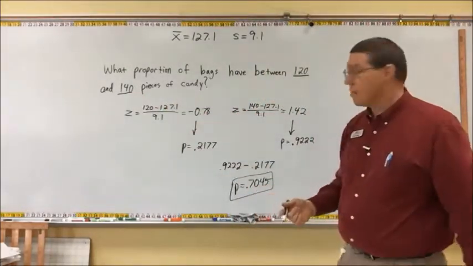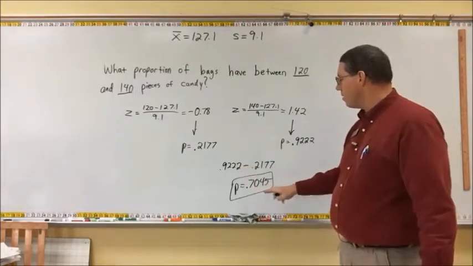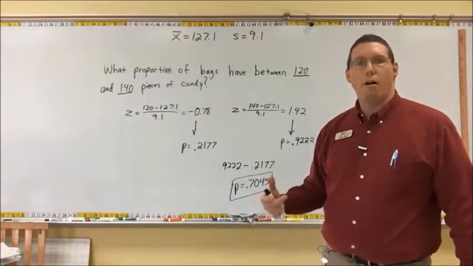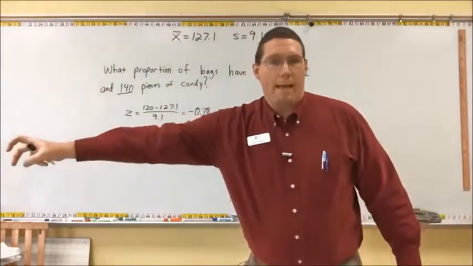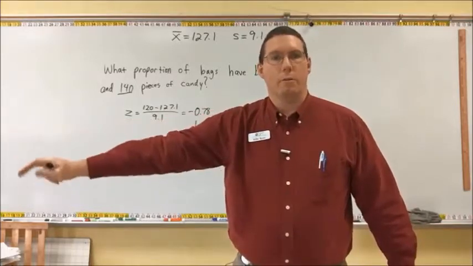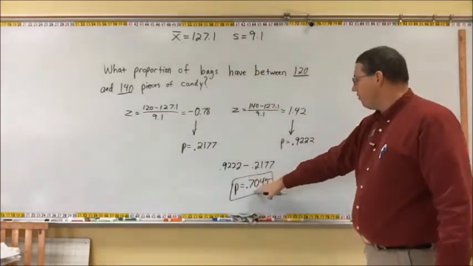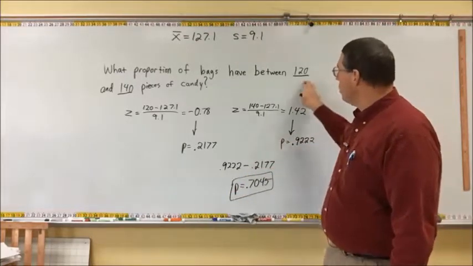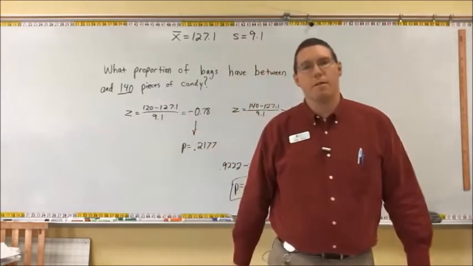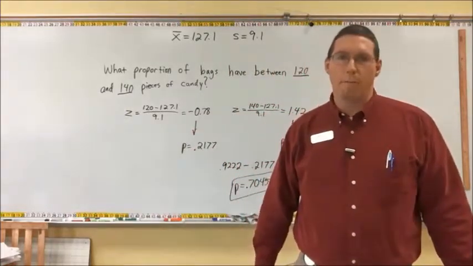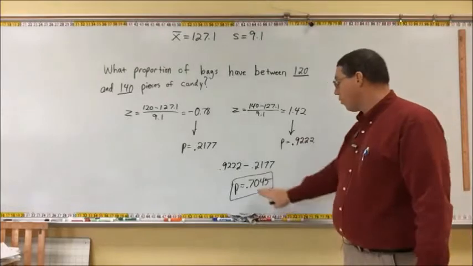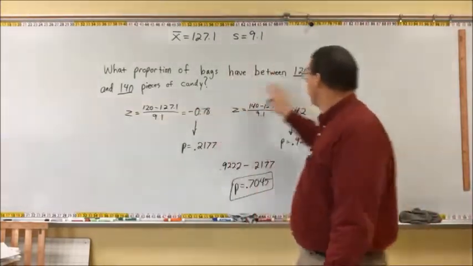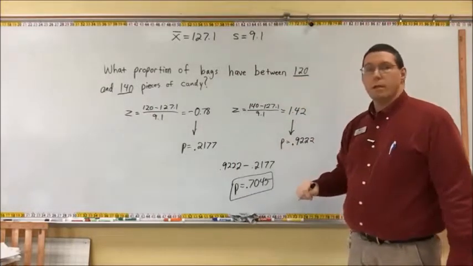And what that means is, one way of thinking about it is you have a 70.45% chance of grabbing a bag out of a box or off of a pallet or in the store, and there's a 70.45% probability that there's going to be between 120 and 140 pieces of candy in that bag that you grabbed, okay? Which means that there's about a 30% chance that there will be either more than 140 or less than 120, okay? Let's do another kind of problem.